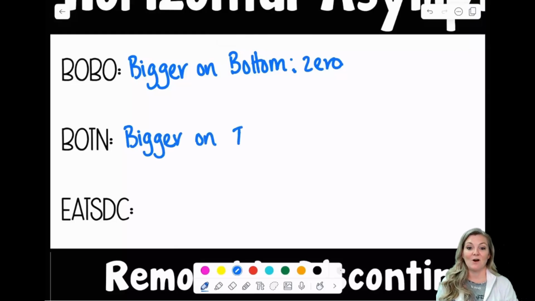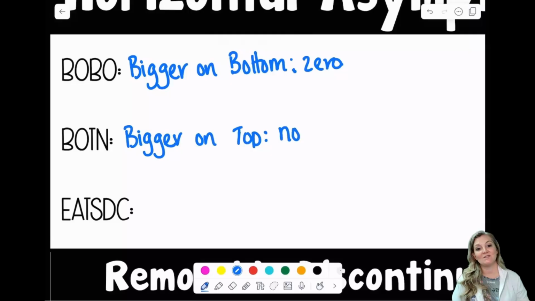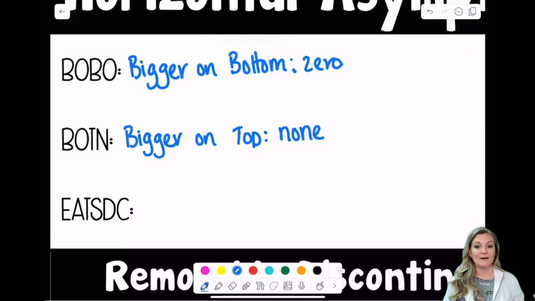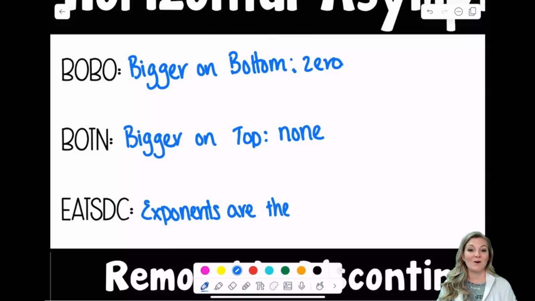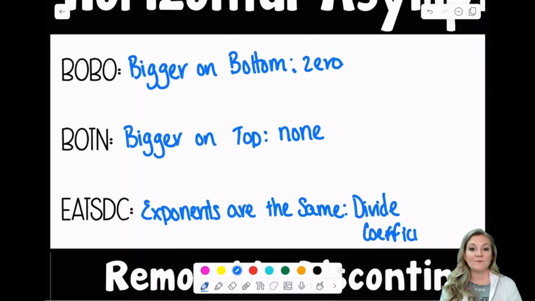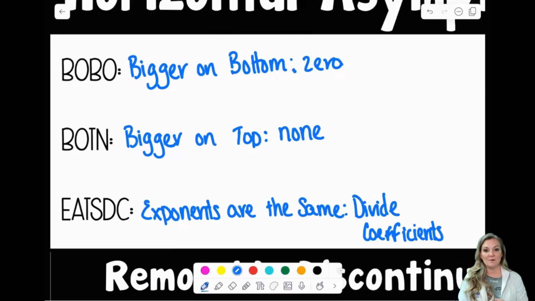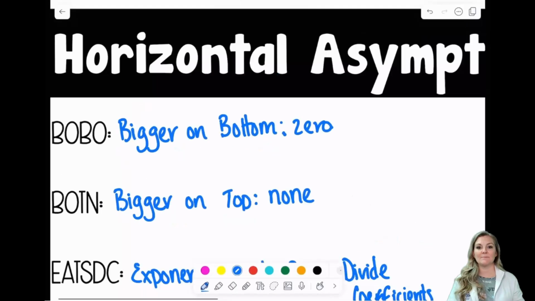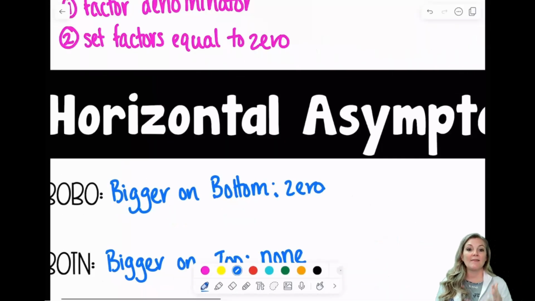BOTN stands for bigger on top. Bigger on top means that you have no horizontal asymptote. What you actually have is a slant or oblique asymptote, which will get covered in pre-cal. And then EATSDC: exponents are the same, divide the coefficients. So that is what BOBO, BOTN, EATSDC is. It's a great mnemonic to remember these. So vertical asymptote is your denominator, horizontal asymptotes is BOBO, BOTN, EATSDC.